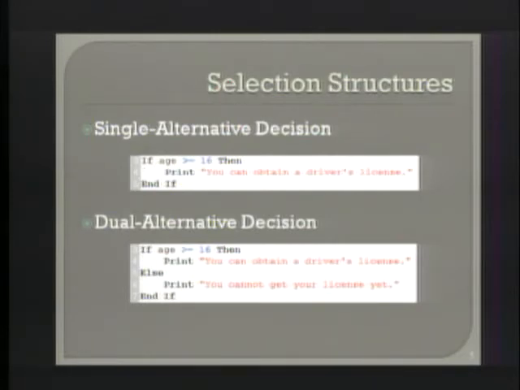But you look at the one below that, the dual alternative. If the age is greater than or equal to 16, you print out you can obtain a driver's license. Else, you print you cannot get your license yet. So in that case, you're doing something either way. And that's the difference. Really the difference is the word else right here. And you notice there's code in whether it's true or false, something's going to happen.